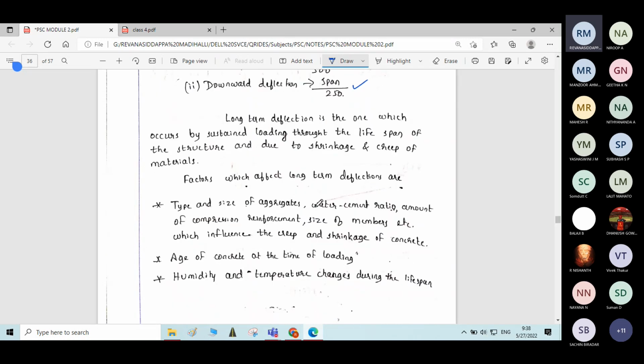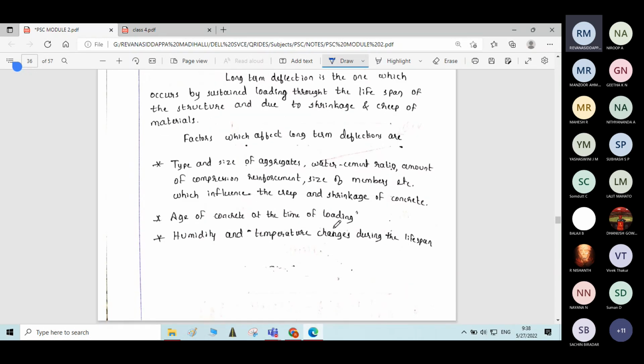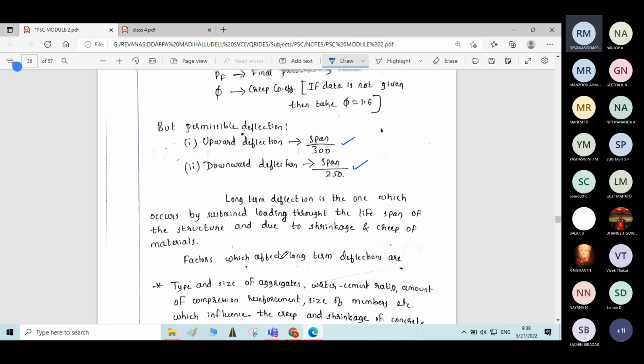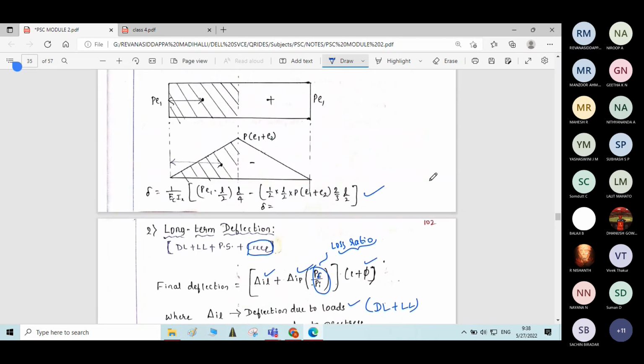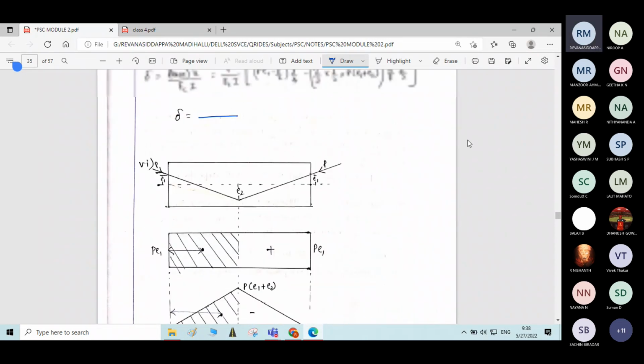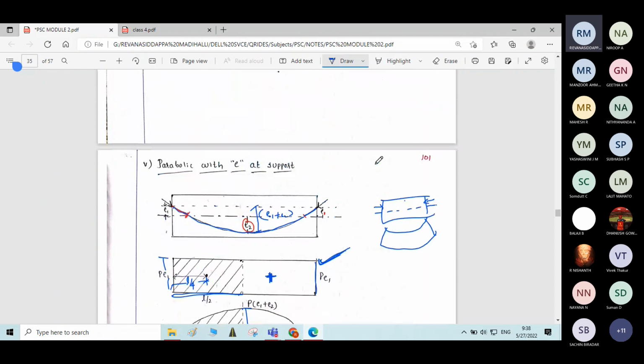The mix proportion and size of aggregates, water cement ratio used in making the concrete, type of reinforcement provided, age of the concrete at the time of loading, magnitude of the load, and climatic conditions such as humidity and temperature will influence the long-term deflection of the beam. So this is how we find deflection of the beam.